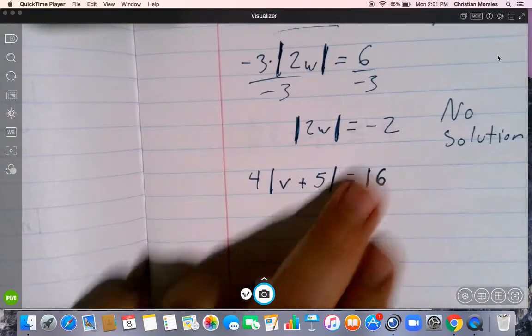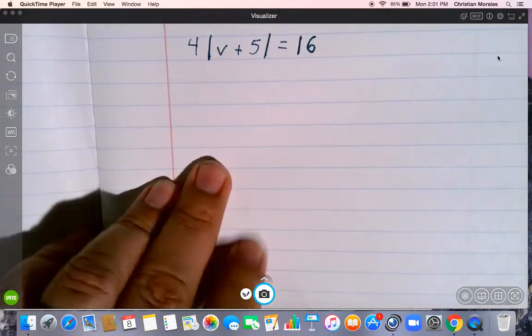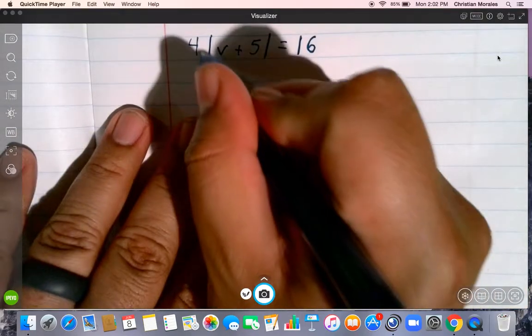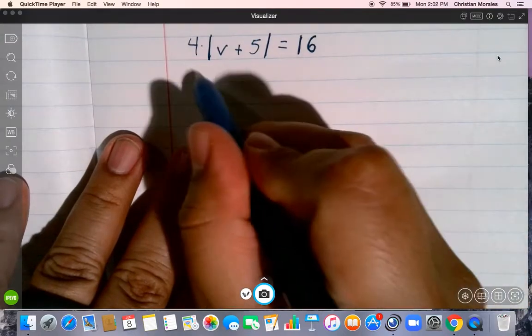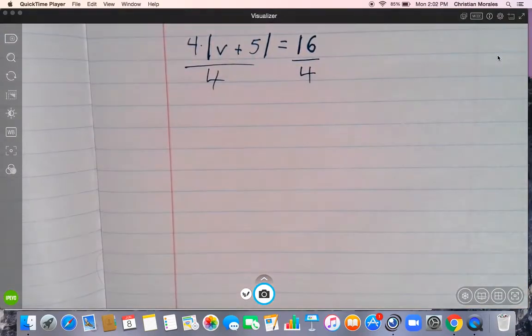And we move on to this one. All right. Now, before we deal with the 5, you got to deal with the number on the outside, which is a 4. That is multiplying. So we're going to get rid of that 4. We do not distribute here. Do not distribute these. Okay, you have to cancel them out. So we divide.